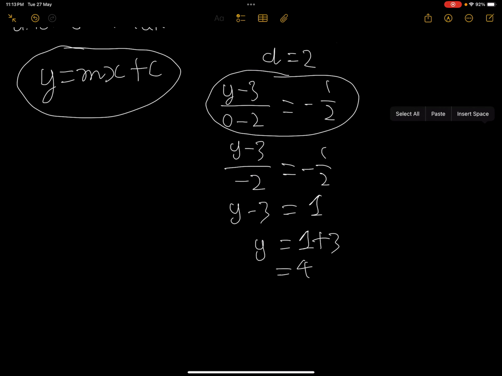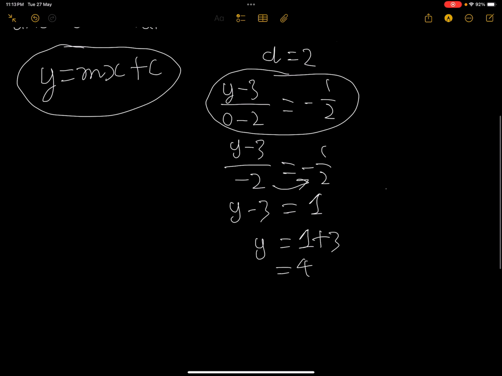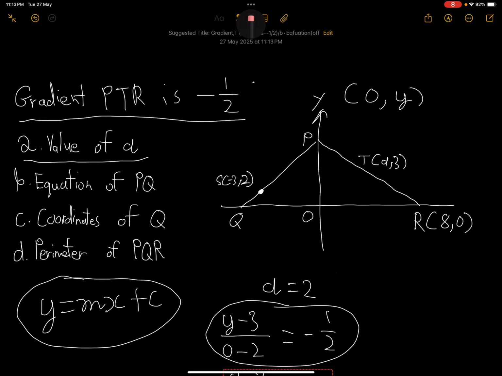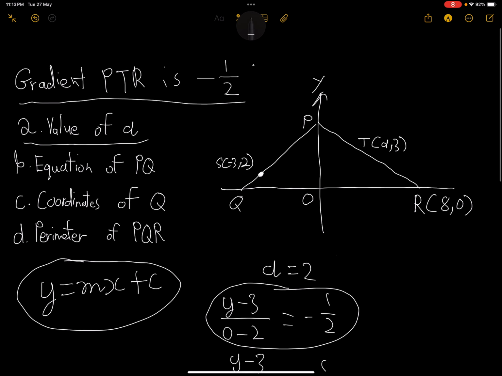When we move negative 2 over, negative 1 over 2 times negative 2, the negatives cancel out, and 1 times 2 is just 2 over 2, which just means 1. So that's how we get 1 right here. So y minus 3 equals 1. We move negative 3 over, it becomes plus, and we end up with y equals 4. So now that we know that the y value of P equals 4, we can rewrite it here.